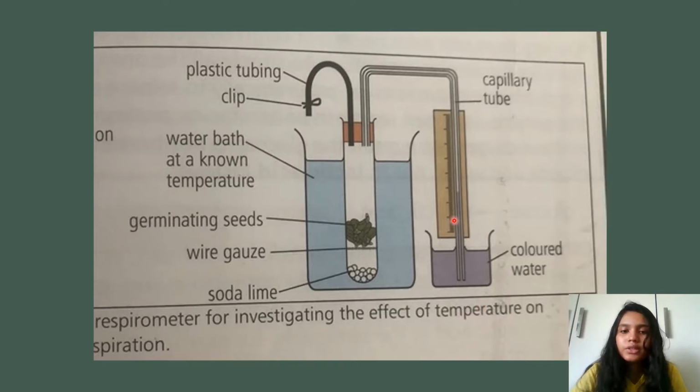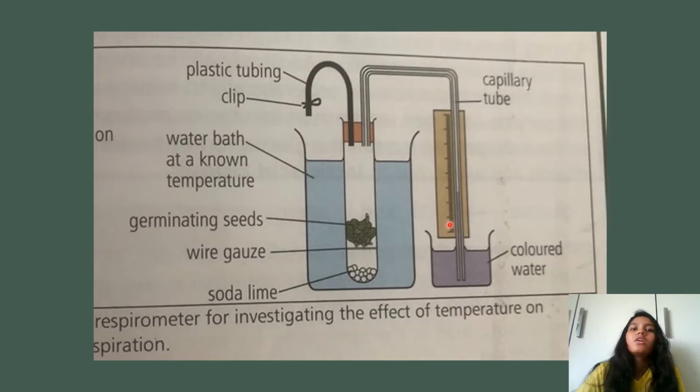So what you need to do is basically measure the distance traveled by this colored water using a ruler against the capillary tube, and you need to measure the change in distance that is traveled. Okay, and you do this for a set amount of time. Let's say 2 minutes. You use a timer. Okay, and you divide this change in distance by your time to find the millimeters per second, okay, for the rate of respiration.